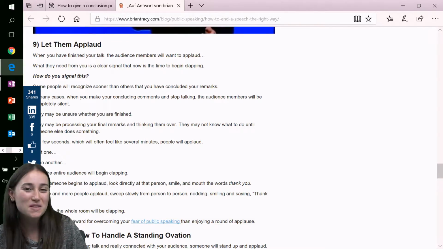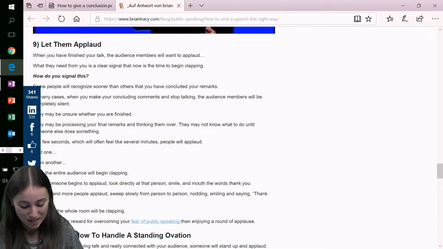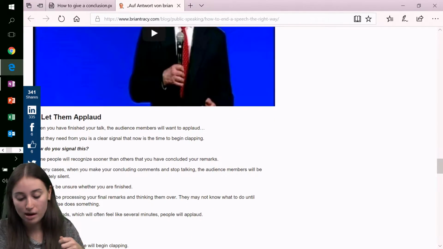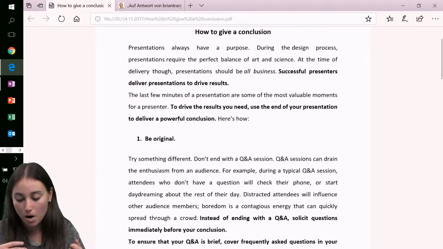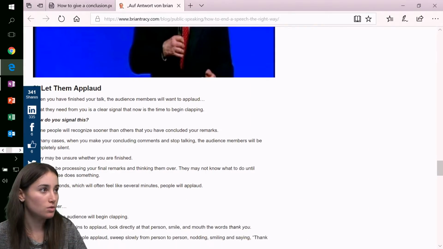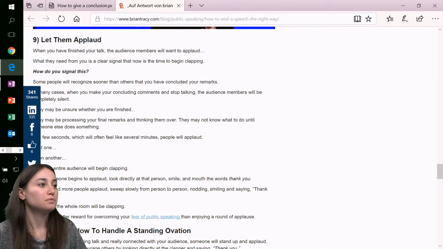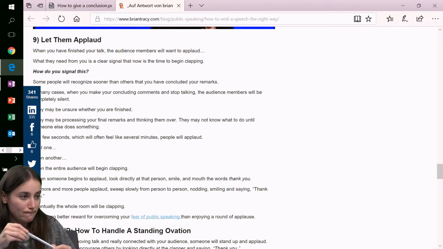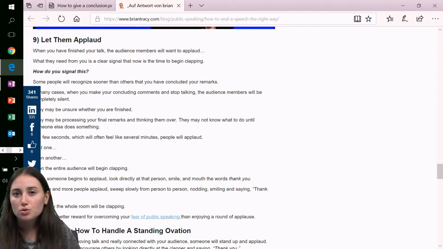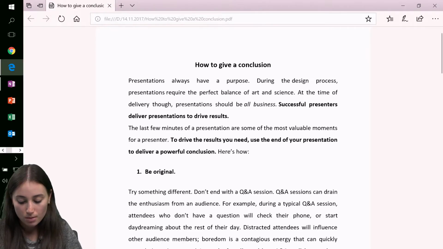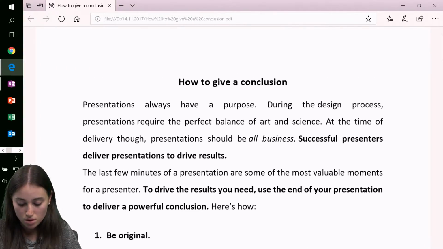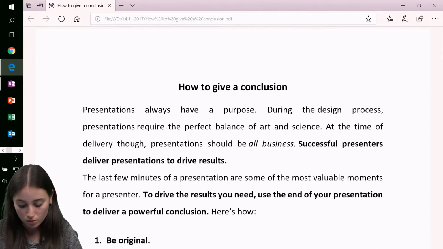I don't really think that in your Matura exam you will be having some applause. Sorry, I switched back. Okay, so that was it. Now we still do have time. I'm just going to give you a quick overview of the other article. Maybe they also have some good advice on how to give a conclusion.